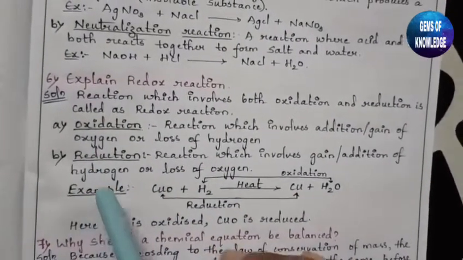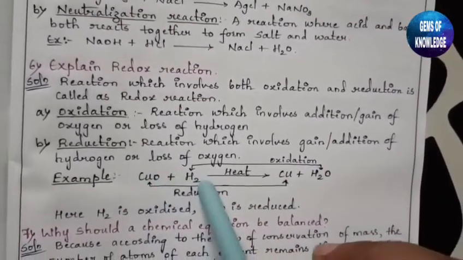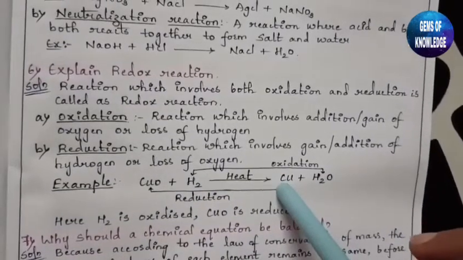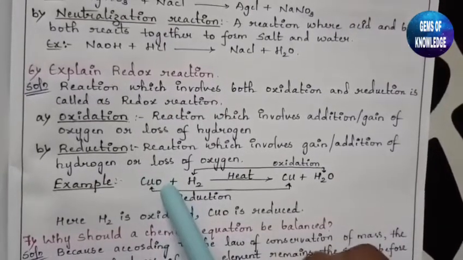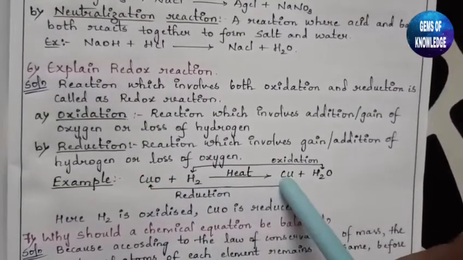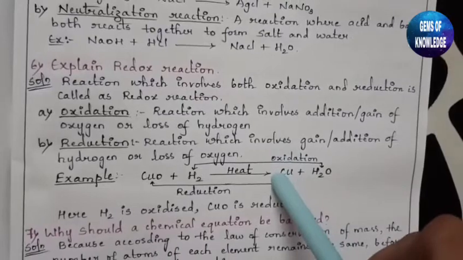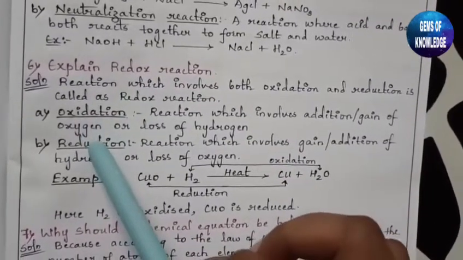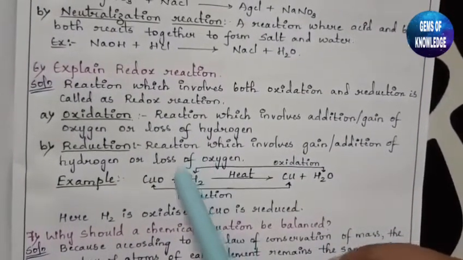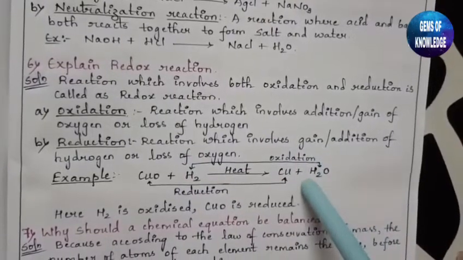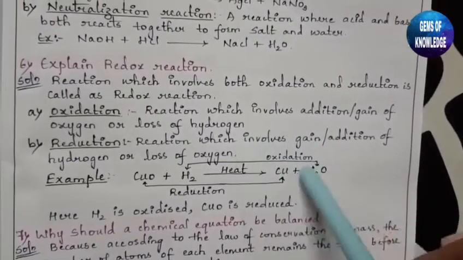Basically, you can see here an example is given: CuO plus H2, copper oxide plus hydrogen, will give you Cu plus H2O. Here CuO was copper with oxygen. Then on the product side, you are only getting copper. Oxygen is removed, so when oxygen is removed, reduction is taking place here. And here it was H2, and when it comes to the product side, it is added with oxygen. It means addition of oxygen has taken place here, which is called oxidation.